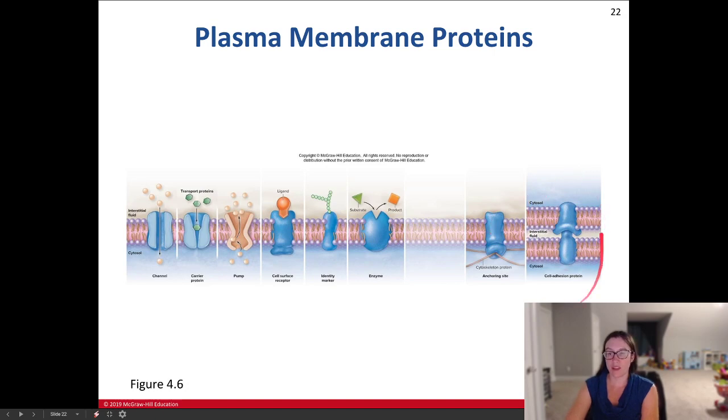And then finally, we have these cell adhesion proteins. These proteins are going to join two neighboring cells together. And we'll talk about some different types of these proteins in the tissues lab.